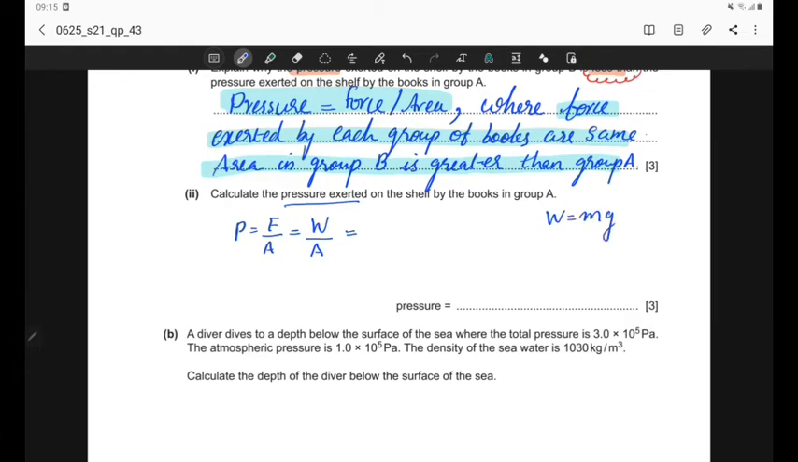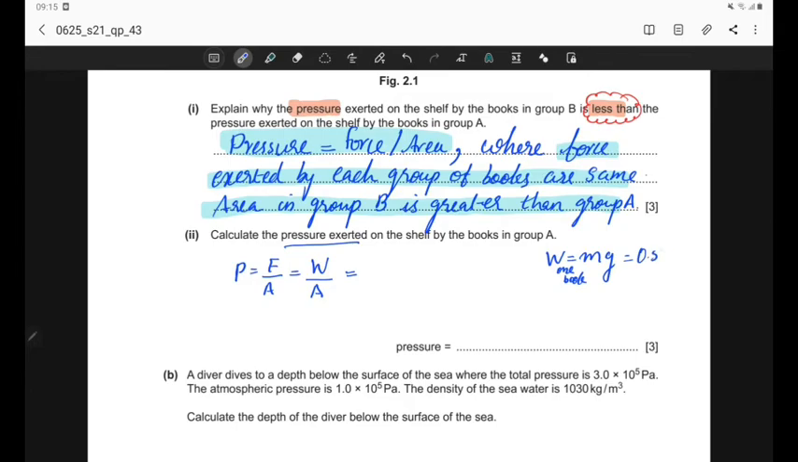So weight of one book is 0.52 times g, the gravitational constant, which is 10. So we will get 5.2. But this is the weight of one book. So we can find the weight of 6 books. That will be 6 times the weight of one book, that is 5.2. So we will get 31.2 Newton.